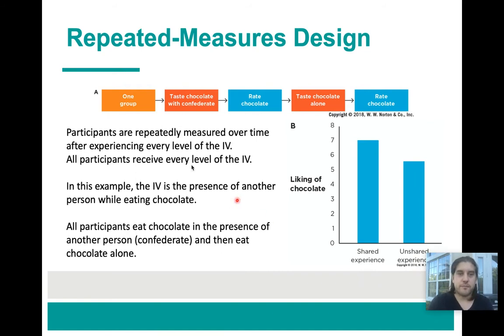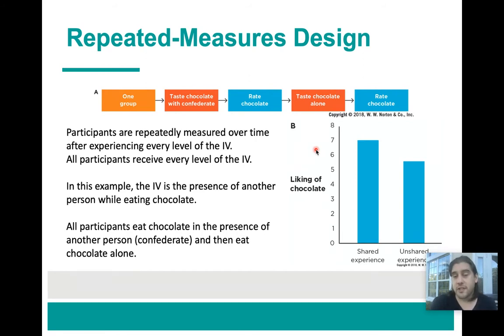Now, notice that we have a single group of participants, one group of people who experience the entire experiment. It's the same people. They eat the chocolate with another person in the room, and then they also eat the chocolate alone. So we have a single group of people who are basically doing the experiment multiple times, but we're tweaking things each time they do the experiment. We're changing the independent variable within the group, right? Within the experiment itself. And so we have a different type of design, a within groups design.